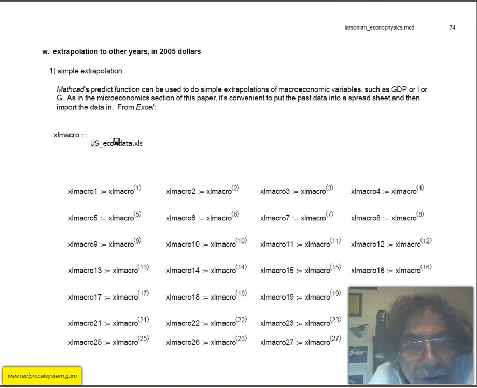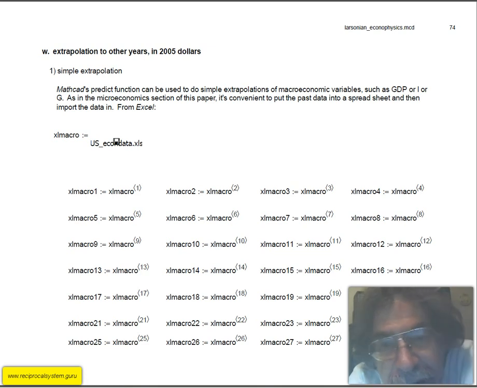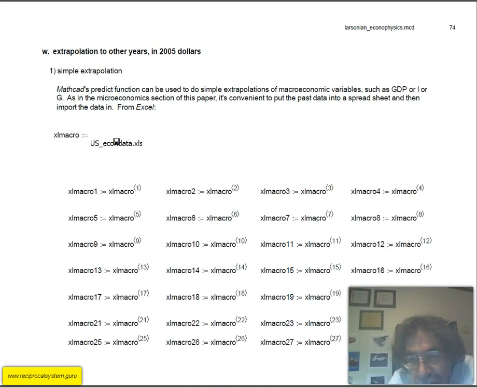Okay, now we can do extrapolation to other years in 2005 dollars. So there are lots of different ways to do an extrapolation. I give a lot of methods here. You can choose whatever you want. MathCAD's predict function can be used to do simple extrapolations of macroeconomic variables such as GDP or investment I or government spending G. As in the microeconomics section of this paper, it's convenient to put the past data into a spreadsheet and then import the data in.